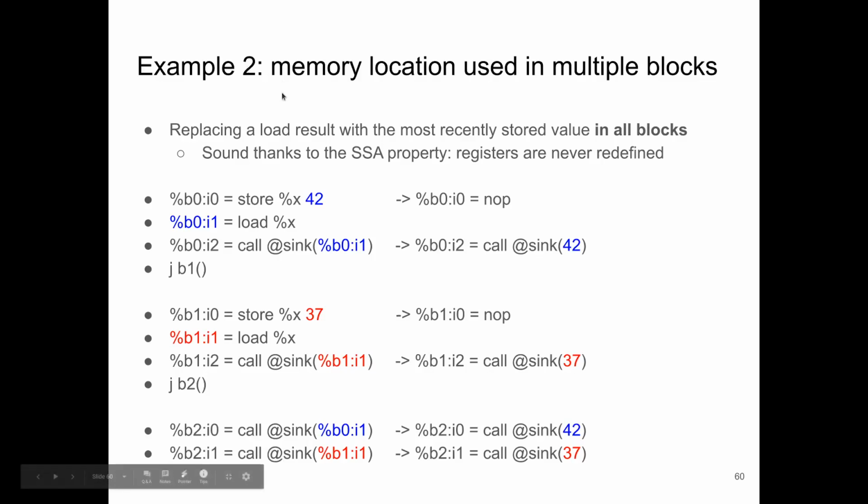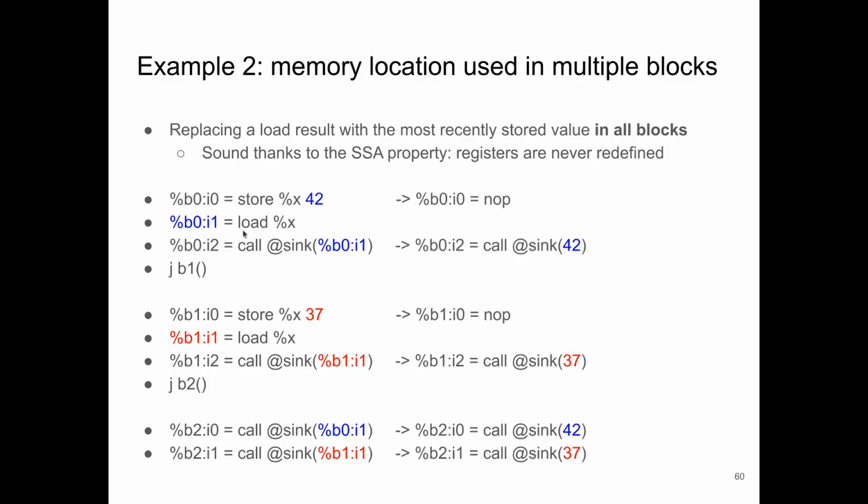So similarly, after scanning this block, we can know that B0I1 should be replaced with 42. And after scanning this block, we can see that B1's I1 should be replaced with 37. So we do so. We actually replace those occurrences by the actual values that were stored in the locations. That's basically the algorithm of this mem2reg in multiple blocks.